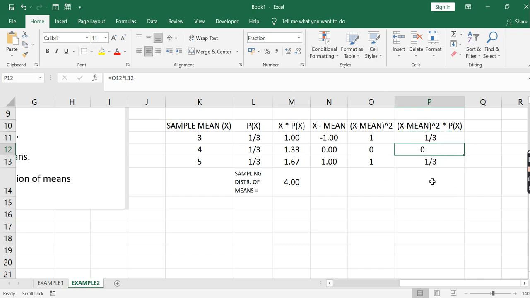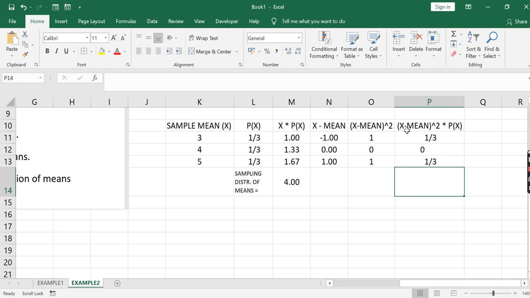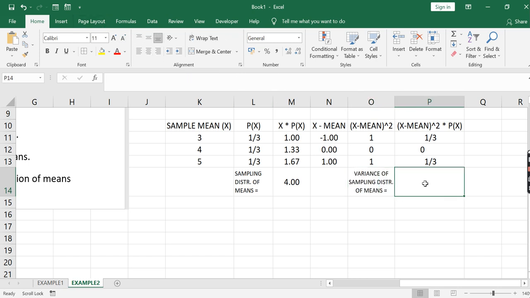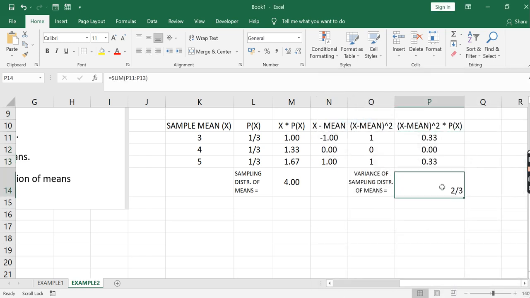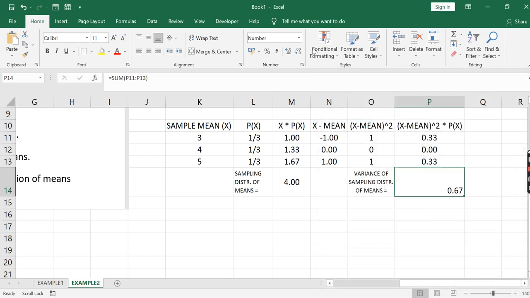Since we already have the column, all you have to do is get the sum of that. So the variance of the sampling distribution of means is, just get the sum. Variance is 2/3. Or you can transform it into decimal. There you go. So that will be the variance.